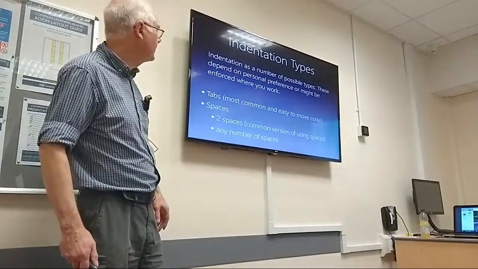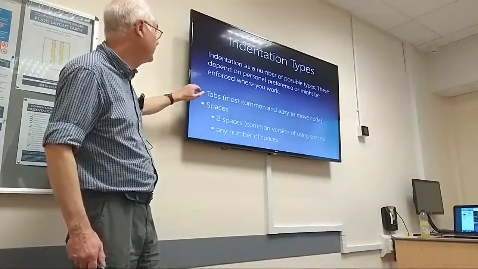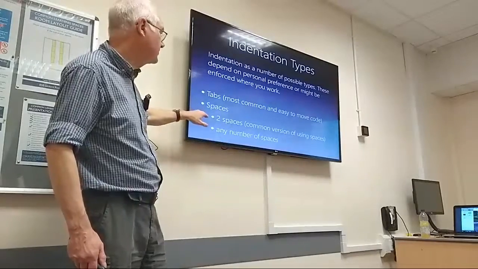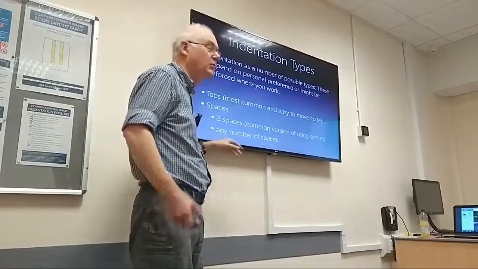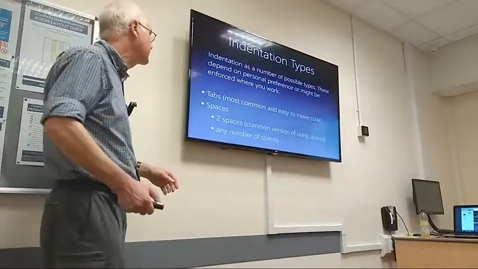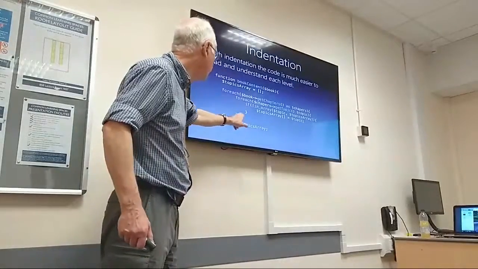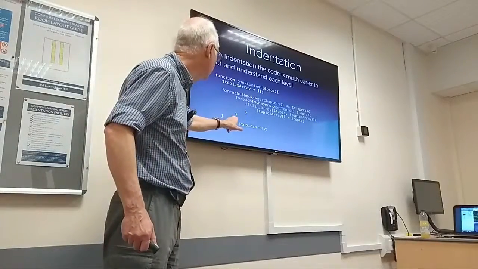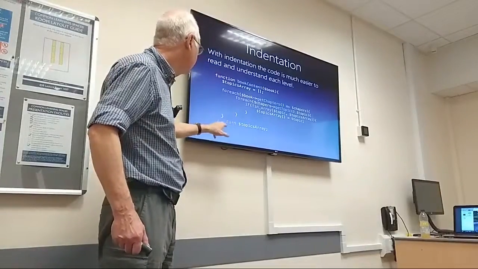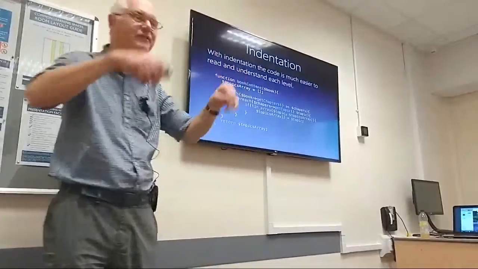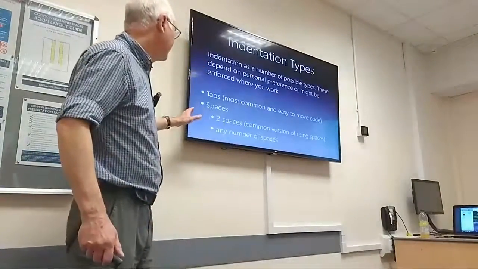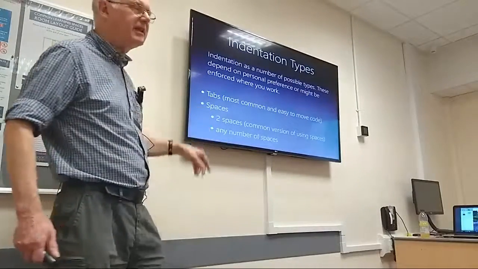Indentation types, this is quite interesting. So tabs apparently are most common and easy to move code. An alternative is spaces. Two spaces apparently is a common version of using spaces, or any other number of spaces. Eight might sometimes be used, as in this one. I think that's quite possibly eight, although it doesn't look like it, that looks like it's four, that looks like it's five, five, that looks like it's three, okay, whatever. That might be a mistake. It might be meant to be four, four, four. I don't know. There are some issues in that.